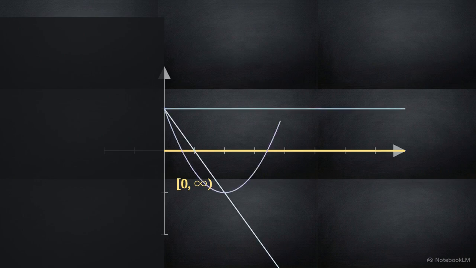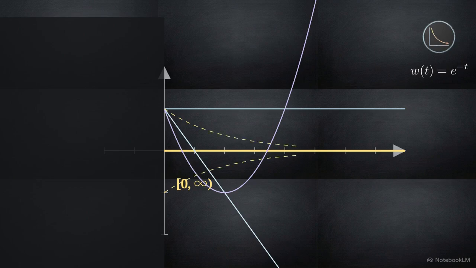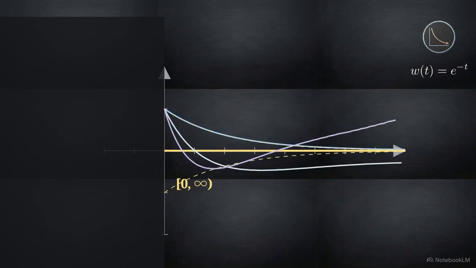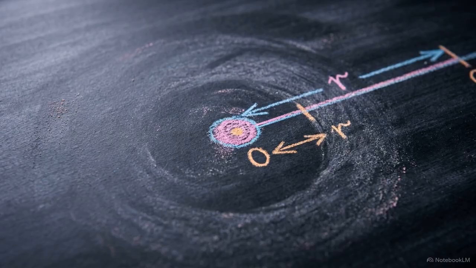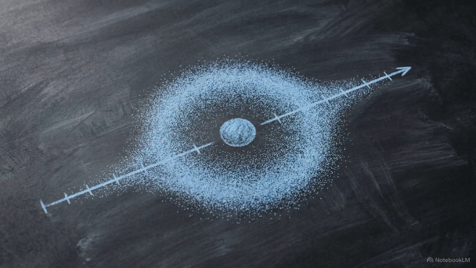Think about what kind of weight function we need to prevent divergence on this half-infinite interval. We only need to suppress growth in the positive direction. A standard exponential decay, e to the -t, perfectly bounds this specific interval. When we orthogonalize with respect to this new weight function, we generate the Laguerre polynomials. In physics, this half-open interval typically represents the radial distance outward from a central point. Consequently, Laguerre polynomials are what we use to solve the radial component of the Schrödinger equation for the hydrogen atom.